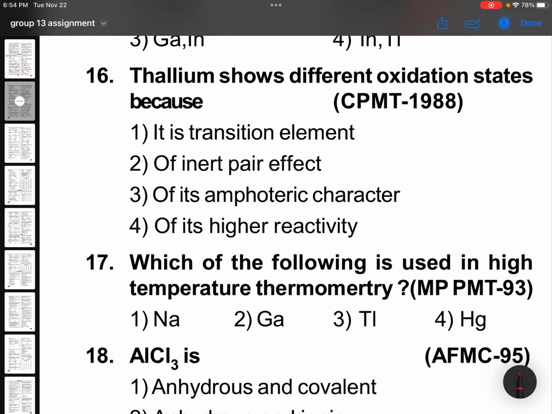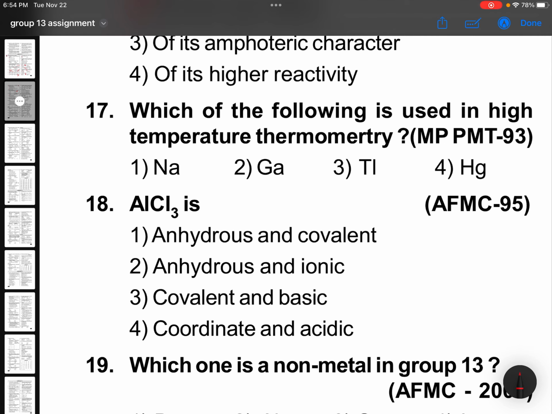Thallium shows different oxidation states because, again, the same problem. Thallium means inert pair effect. Blindly you should go: that is plus 1, plus 3. Thallium shows plus 3 with fluorine. Thallium shows plus 1 with chlorine, like that.